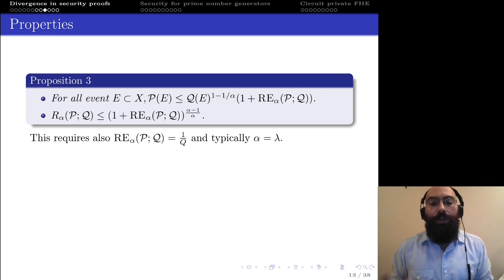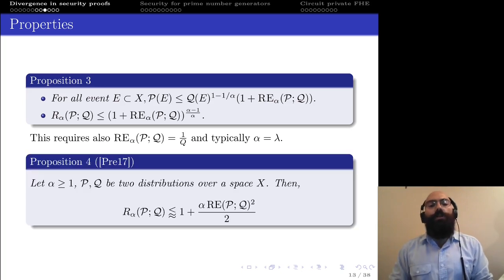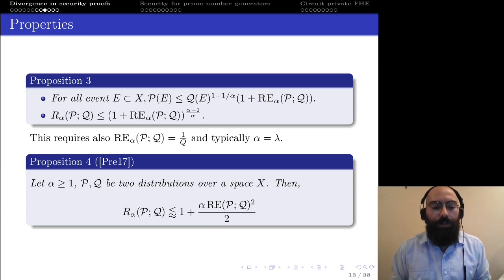Now I want to mention another inequality involving Renyi divergence and relative error that was shown by Thomas in a paper in 2017, and which shows that if you have two distributions, then their Renyi divergence can be bounded by a quantity that depends on alpha and on the square of the relative error. So actually, in some cases, you would only require that the relative error is of the order of 1 over the square root of the number of queries to achieve tightness in the security proof, in the reduction for the security proof.